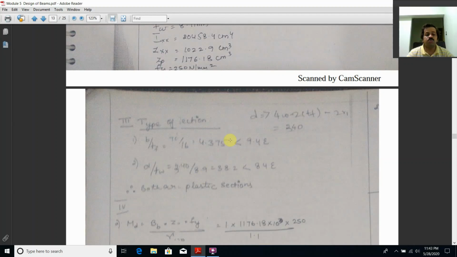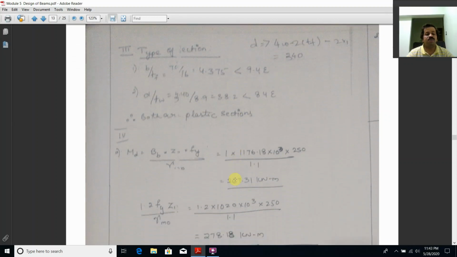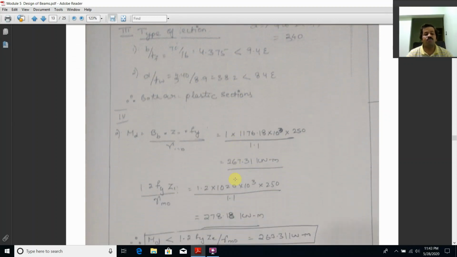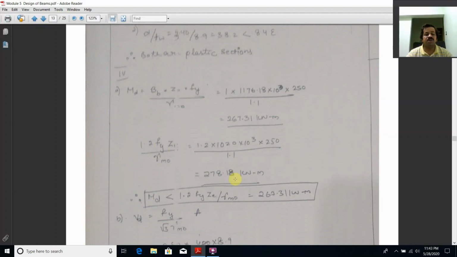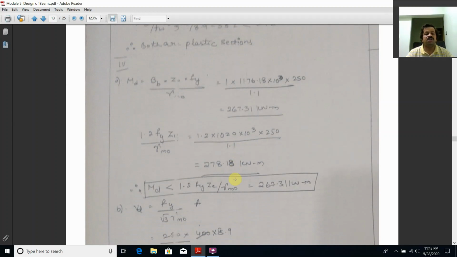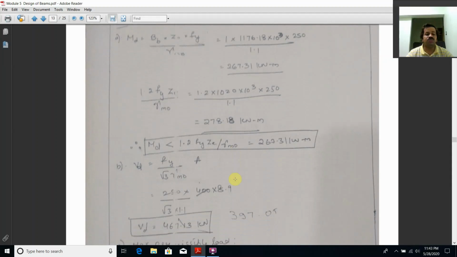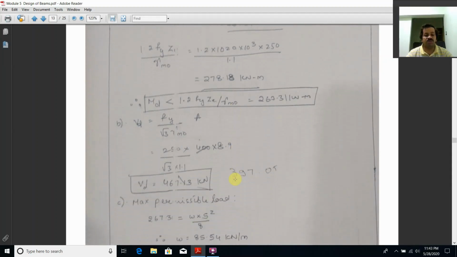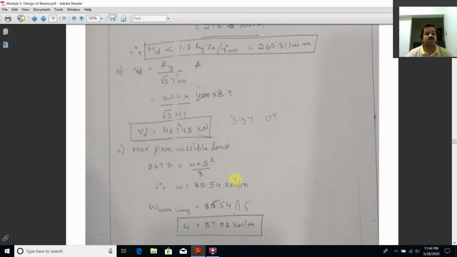If by chance one is plastic and one is slender, apply slender, so the critical one. Once it is plastic, apply the relevant formula, find out how much bending strength it can take. And as in the calculation it comes to 278.267, and the actual bending moment is lesser than that. So hence it is stronger, so it is safe against bending strength. Later check for the shear strength of the problem. So this is what I told you, the step by step procedure.